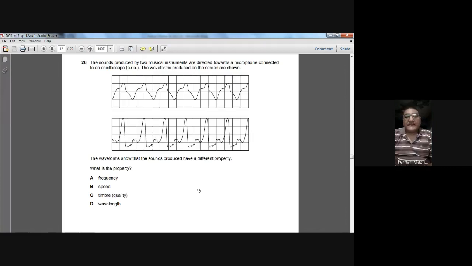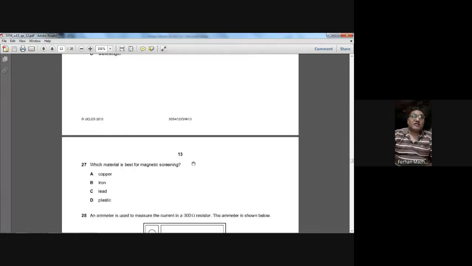Their frequency is same. The only difference is the basic shape of the waves, they are different from each other. And that basic shape is known as timbre. We also call it quality. So question number 26, C is the option. Their timbre or quality is different from each other.